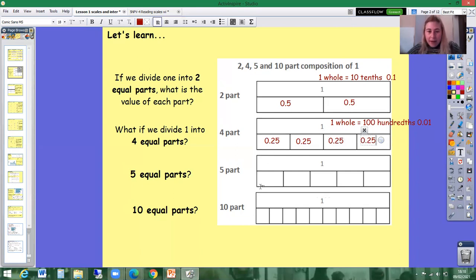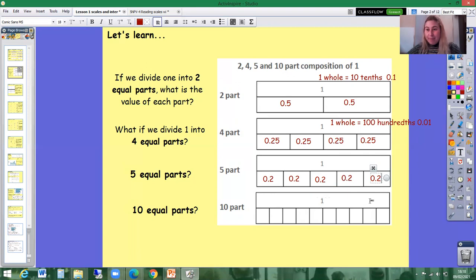Okay. Now let's think about dividing our whole into 5 equal parts. So I could think about my tenths for this, couldn't I? Because I can divide 10 by 5. I know that 10 tenths divided into 5 equal groups would be 2 tenths in each group. So I'll write my 2 tenths. 2 tenths, 4 tenths, 6 tenths, 8 tenths, and this would be 10 tenths, or 1 whole. Can you see how I'm counting them there?